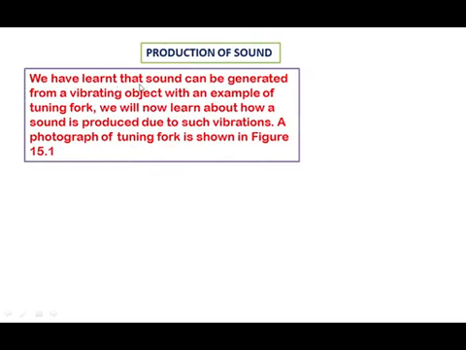First, production of sound. We have learned that sound can be generated from a vibrating object, with the example of a tuning fork. We will now learn about how sound is produced due to such vibration. A photograph of a tuning fork is shown in figure 15.1.